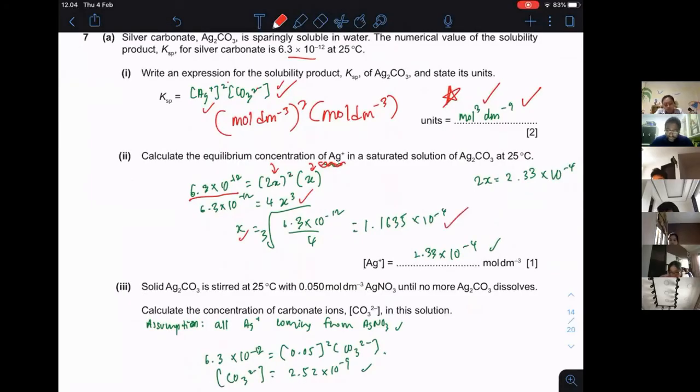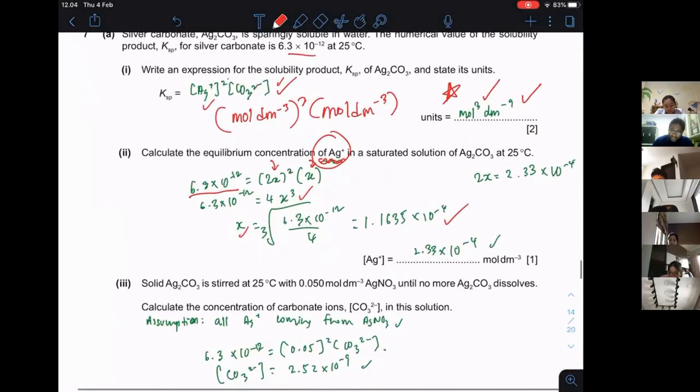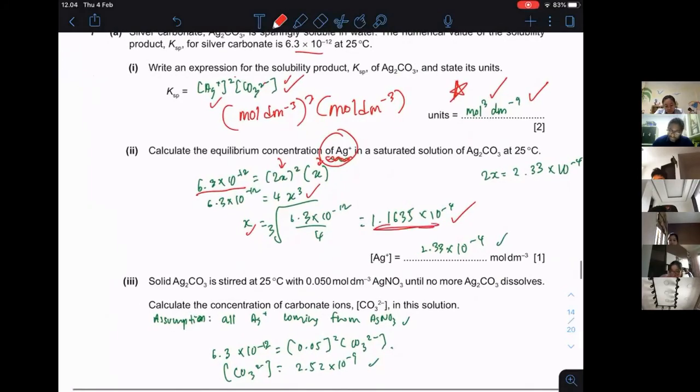But this is not the answer that I want, because they want the Ag+. Ag+ is 2x, so times by 2. This value times by 2, you will get this answer. So one of the common mistakes is students forget to times by 2. They just give the x value. Okay, this is very important.